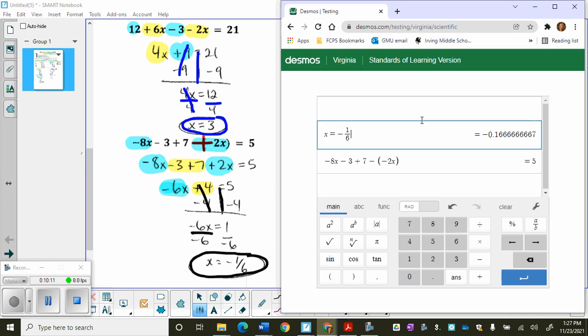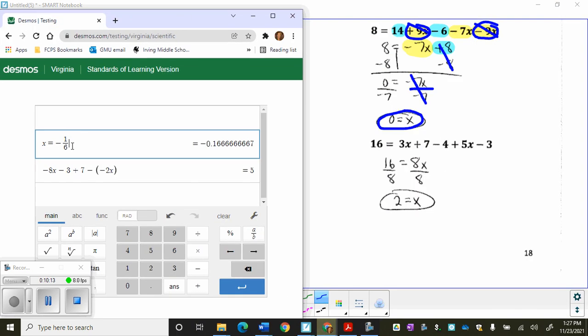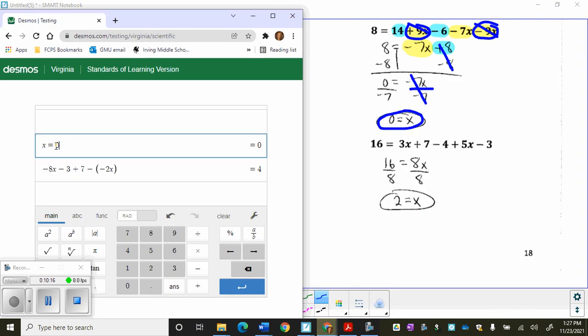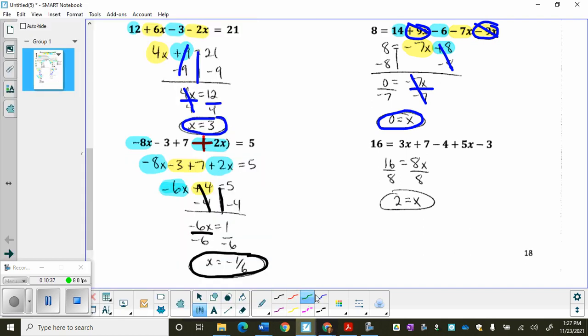And now I'm just going to check in Desmos. So we think the answer is supposed to be a 0 for this one. And now it was a 14 plus 9x minus 6 minus 7x minus 9x. And it looks like if x is 0, that total would be an 8. And the 8 I see right here. So I'm doing everything right. All right, and last one here.